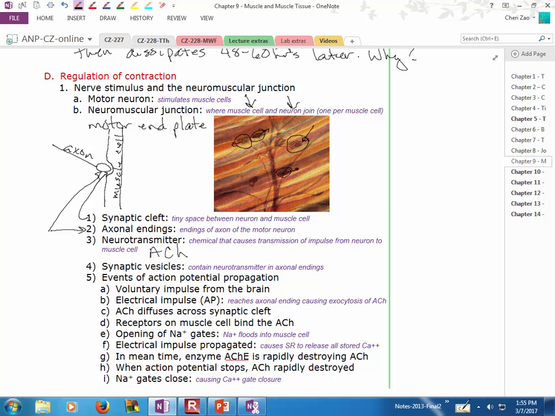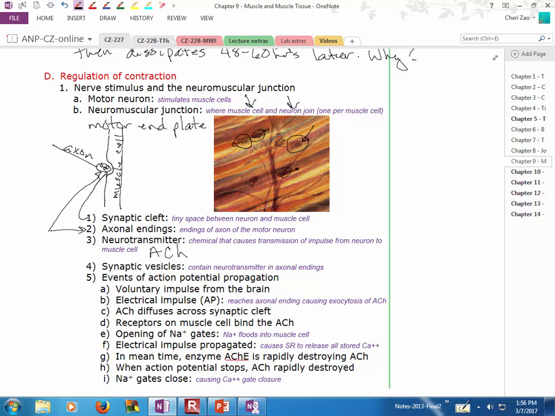So this is being dumped into the synaptic cleft, and it's going to be responsible for spreading an impulse from the nerve cell to the muscle cell. And this is a voltage change phenomenon that's going to be experienced. Inside my little axonal ending are these little synaptic vesicles, and so they're full of acetylcholine.